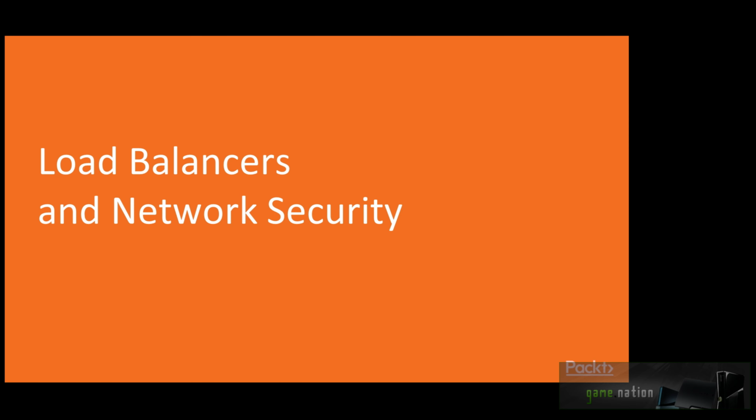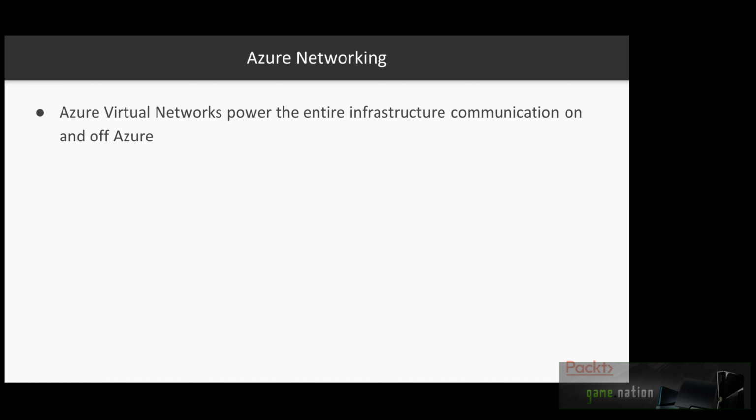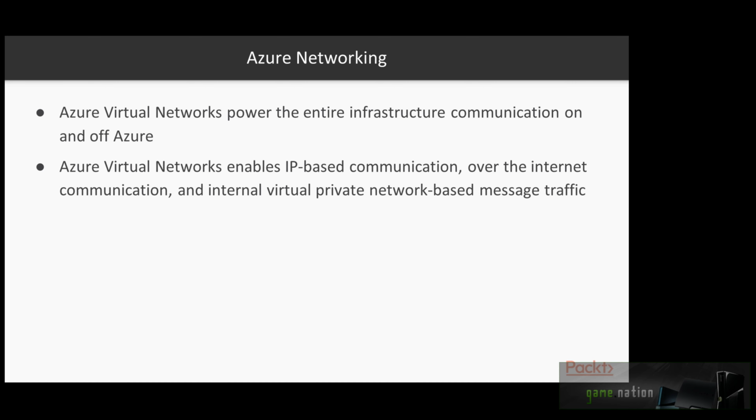But first, in this video, let's take a look at the basic components of the network, which are the load balancers or the network security, and explain how they work. On Microsoft Azure, the networking is done using Azure Virtual Networks, and they are used to power the entire infrastructure communication on and off Azure. So your public, private, or hybrid solutions all will have to utilize the services offered by Azure Virtual Networks. And virtual networks support most widely used communication protocols such as IP-based communication. You can even create your own VPN networks so that your cloud only communicates with the on-premises and so on.